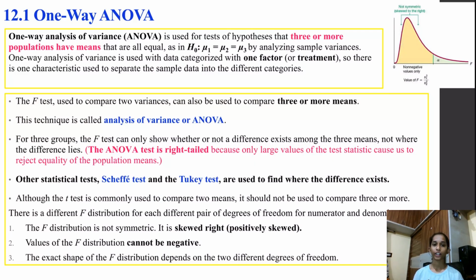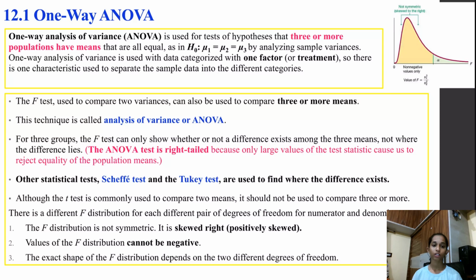One-way analysis of variance is used to test the hypothesis that three or more populations have means that are all equal, as in H naught: mu1 equals mu2 equals mu3, by analyzing sample variance. One-way analysis of variance is used with data categorized with one factor or one treatment. So there is one characteristic used to separate the sample data into the different categories.